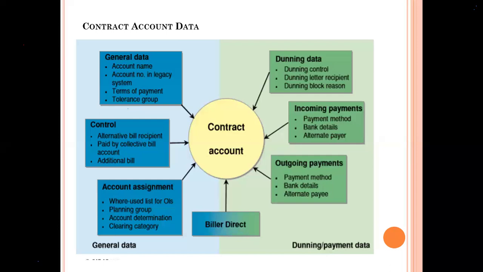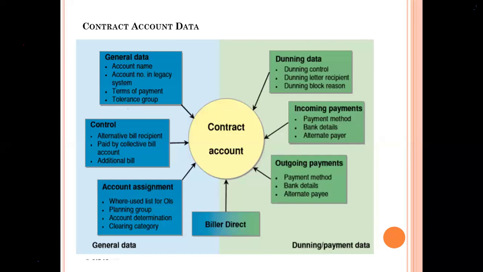Then control, alternative bill receipt. Let it be they give another address where they want to get the bill receipt. Paid by the collective bill account. Collective bill is another concept where we have a single contract account which is linked to multiple contract accounts, and all the collection will happen to the collective bill account. So those things are there. Additional bill. Additional bill means a duplicate of the bill, which is also communicated to another person, or if something is missed.